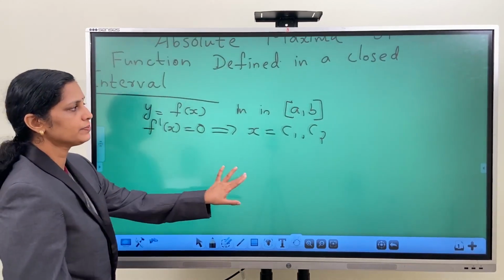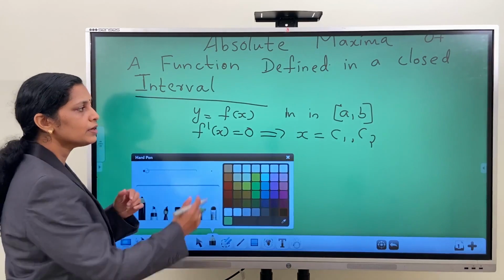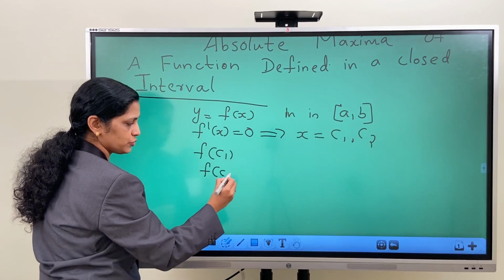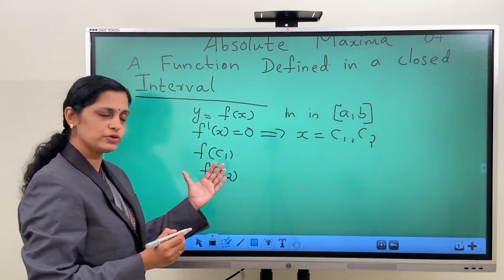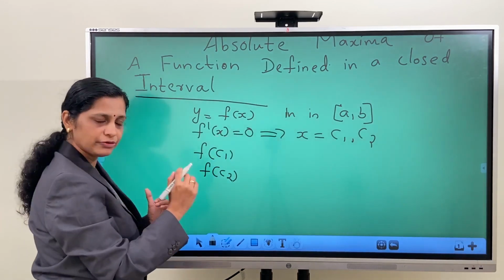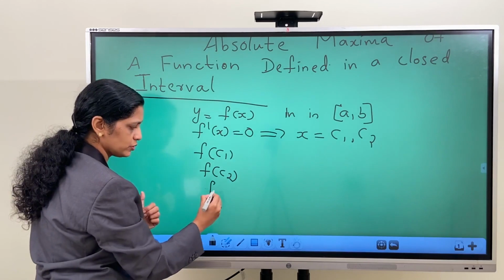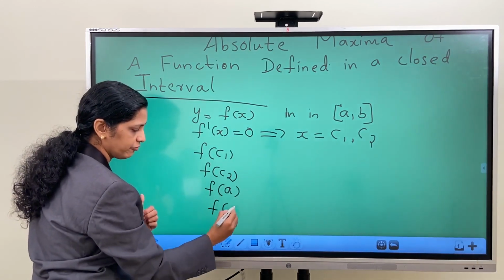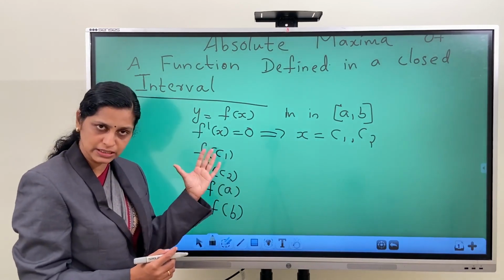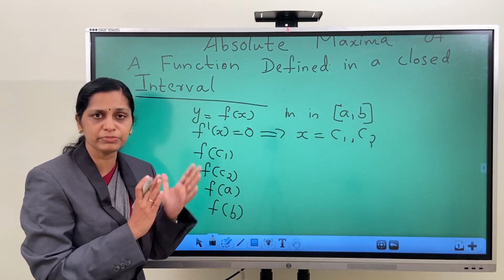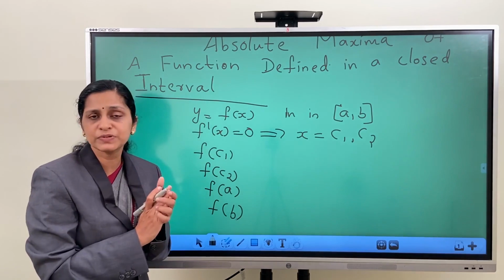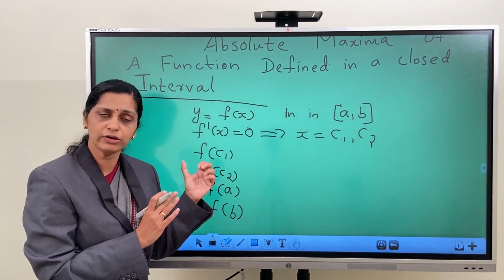Then just find f of C1, f of C2. Just substitute these values in the given function. With this, find out the value of the function at the endpoints of the interval also, f of a and f of b. Then go for a comparison. Which is the least value among these four? That is the absolute minimum value taken by our function, and which is the greatest, that is the absolute maximum taken by our function.